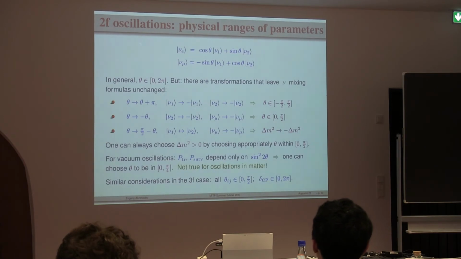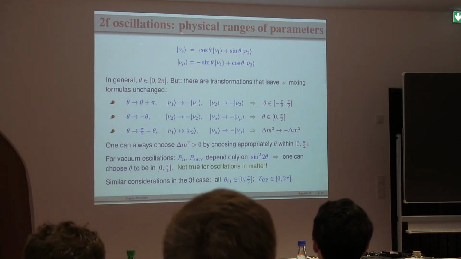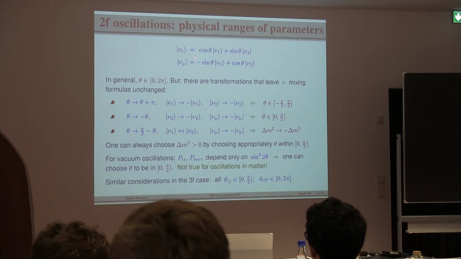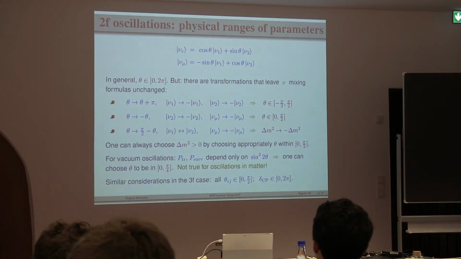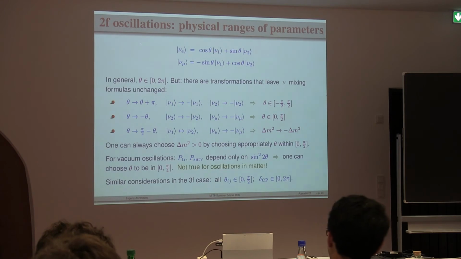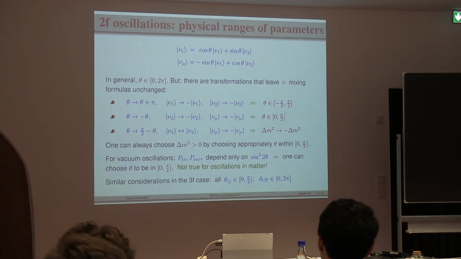Next thing, what are the physically allowed ranges of parameters for neutrino mixing? Let's start with a two-flavor case. We know this relation between neutrino flavor state and mass eigenstate, nu1, nu2. In general, the mixing angle theta can take any value between 0 and 2 pi. However, in reality, the situation is much simpler.